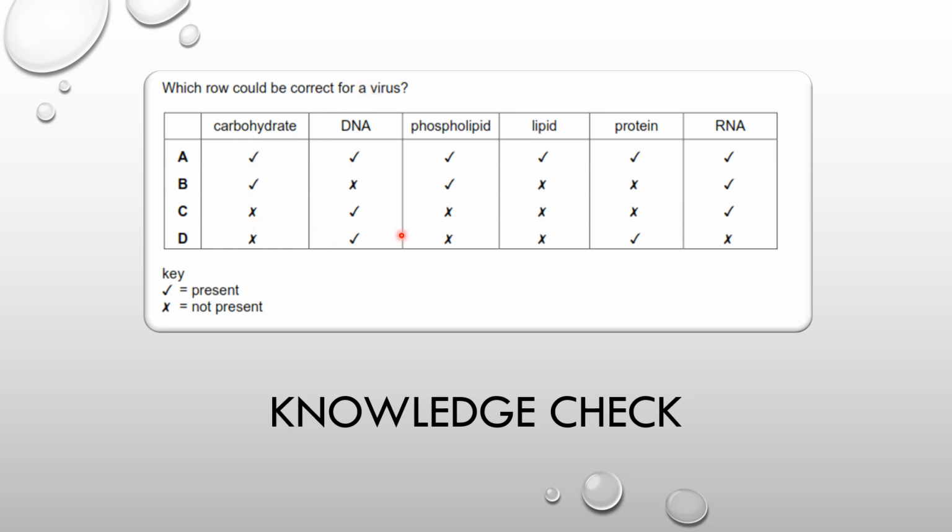It will have DNA. It must have protein, either A or B. Okay, DNA or RNA. So if it has protein, A or D, okay, check DNA. A is wrong because it cannot have DNA and RNA, but it can have DNA. If it has DNA, it cannot have RNA. So D is the answer.